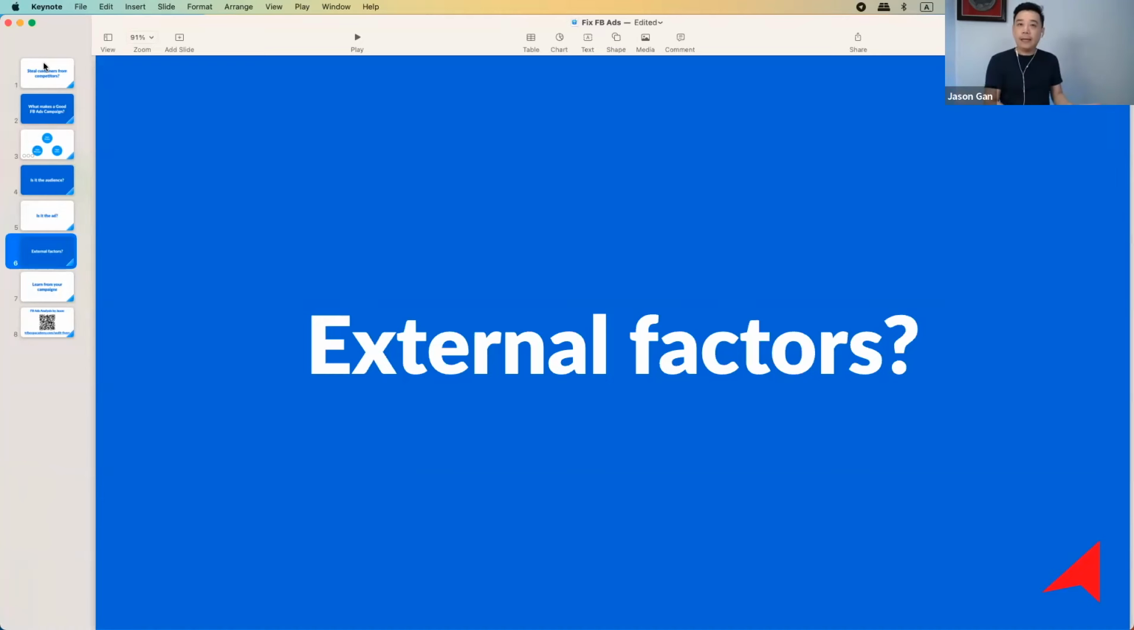Or maybe it's the holidays. Let's say school holidays. Parents are not in the mood of browsing or buying anything because they are busy taking care of their kids, bringing them to vacations and whatnot. So these are all factors that will affect the performance of the campaign. That's why it's very important for us to learn from your existing campaign, to learn the next best step that we can take to get better campaigns.